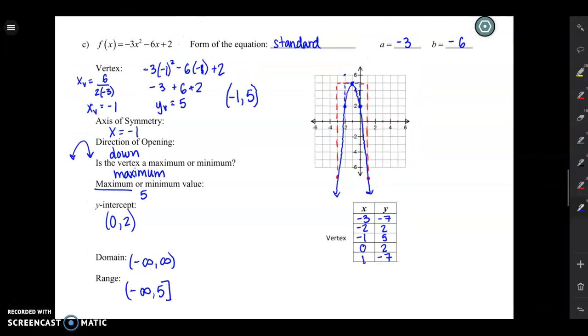So this is kind of an example of what it looks like when your A is negative and when your A is greater than 1. So there's some more examples here, or you can just make up your own examples and see if you can figure out what the graph would look like given different A, B, and C values.